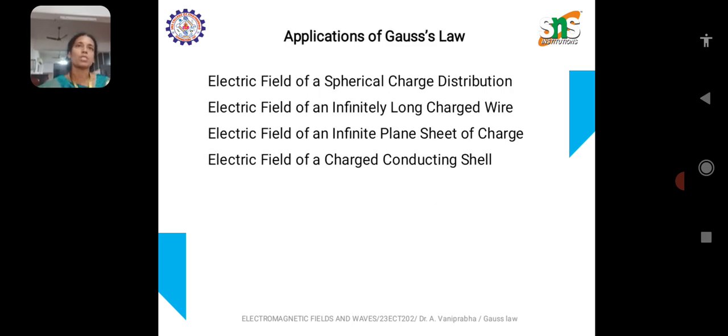There are a few applications of Gauss law. By applying the Gauss law equation, we can find the electric field intensity or flux density of any kind of charge distribution. For example, the electric field of a spherical charge distribution can be identified. Take for example an iron ball. The electric field intensity of an infinitely charged wire, consider a conductor or a transmission line, can be identified by applying the Gauss law.